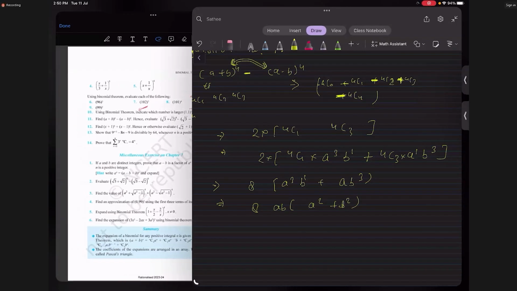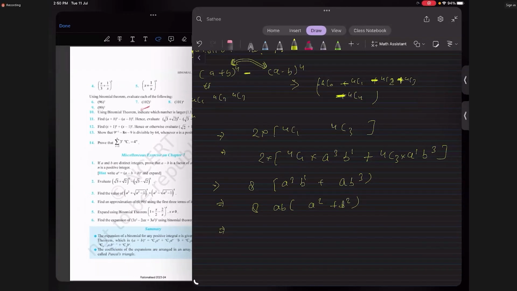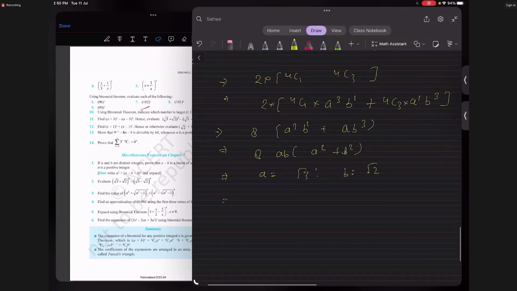You have to find the value for a equal to root 3 and b equal to root 2. If you put the values here, this would be 8 times root 6 into (3 plus 2). So this would be 40 root 6. This would be our answer.